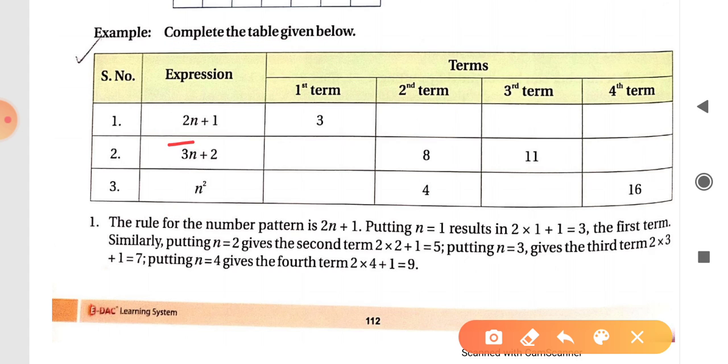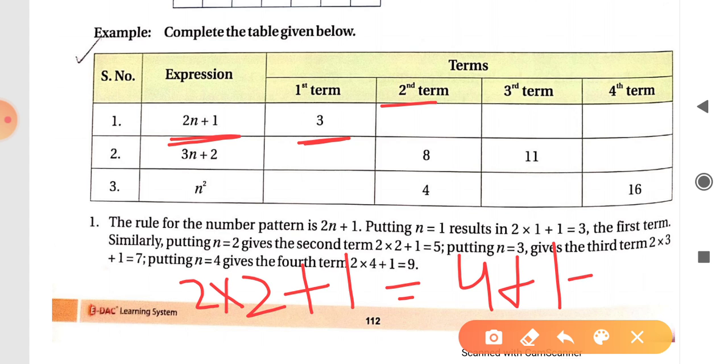The first expression is 2n plus 1. Its first term is given, that is 3. Now we have to find its second term. To find it, we put n equal to 2. So it becomes 2 multiply 2 plus 1. 2 multiply 2 is 4, plus 1 is 5. So the second term is 5.